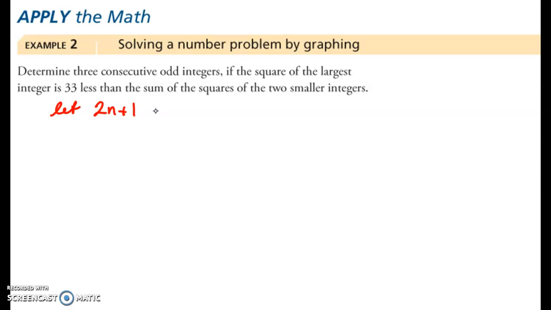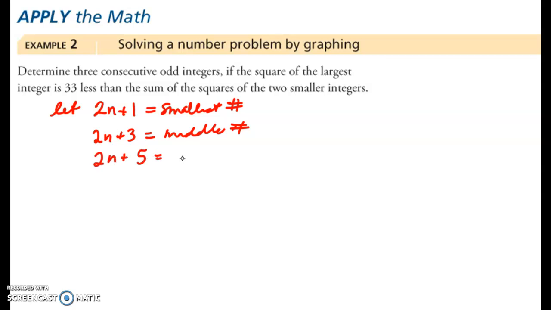And let's say that's the smallest number. We want 3 in a row. So the next number would be 2n plus 3. Remember, they have to be odd. That is the middle number. And 2n plus 5 is the largest number. Okay, so excellent. This is a great start, and now we can read the rest of the sentence here.